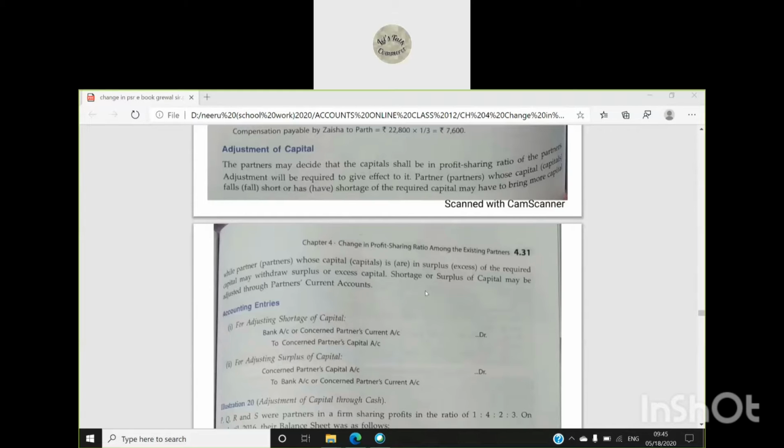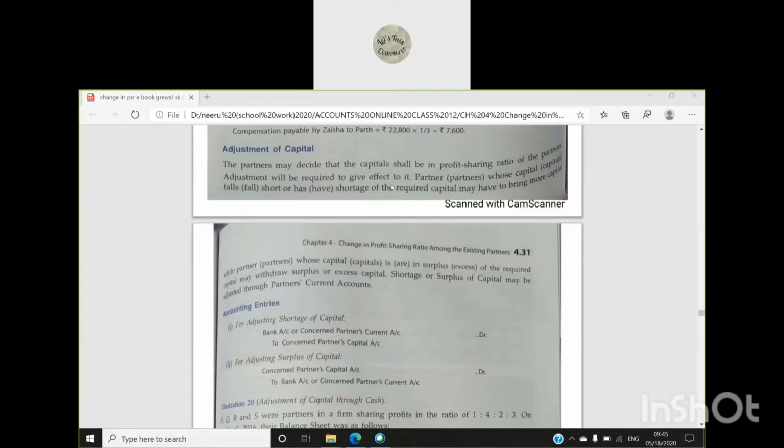So for this, we calculate the balance carried down, the total capital of the firm, and we distribute it in the new profit sharing ratio. What is written here is adjustment of capital. The partners may decide that the capital shall be in the new profit sharing ratio. Adjustment will be required to give effect to it.